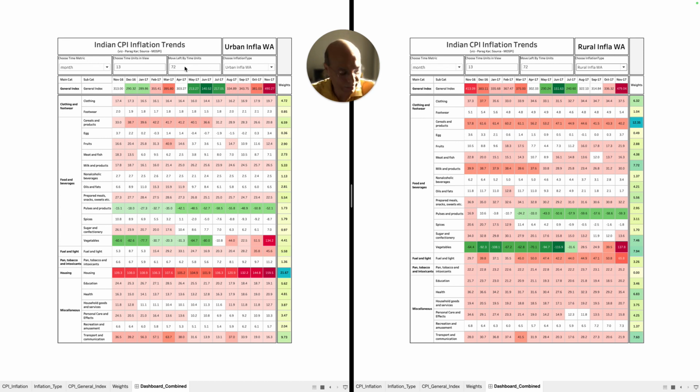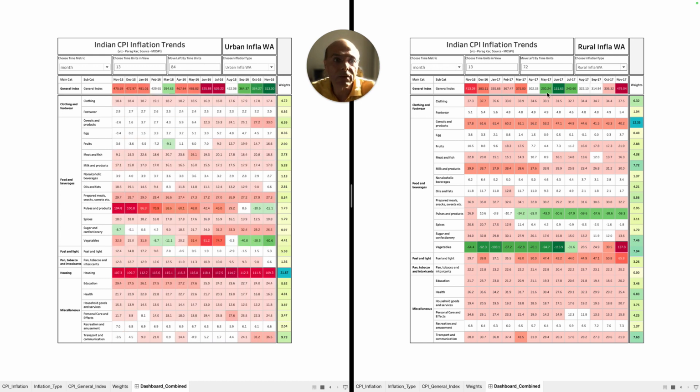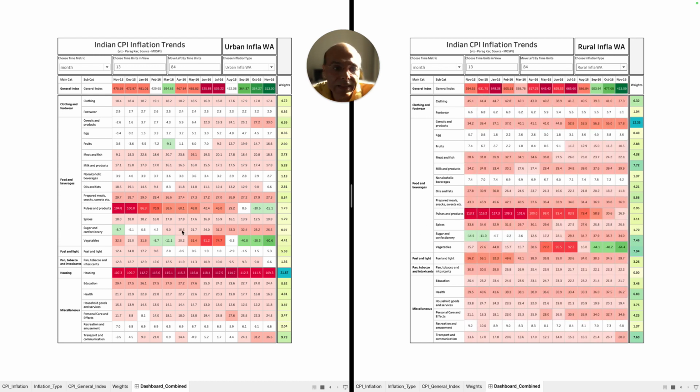Now let's go back to around 84 months back in time and see what was the situation then. Here we find that pulses and products basically started showing up, and housing was a very important factor as far as urban inflation is concerned. And in rural, the vegetable prices were contained. In the urban also, the vegetable prices were contained. So look at this. The vegetable prices are not contributing the same amount of inflation in every window of period that we are looking into.